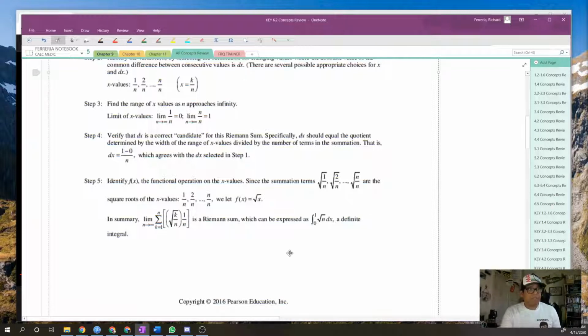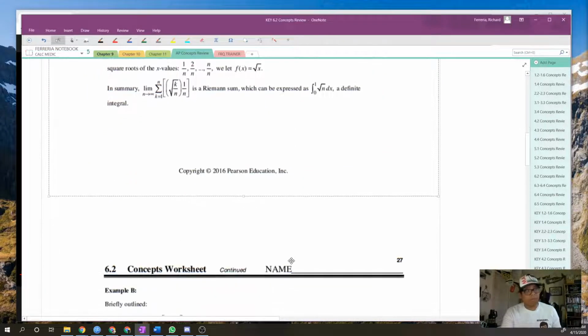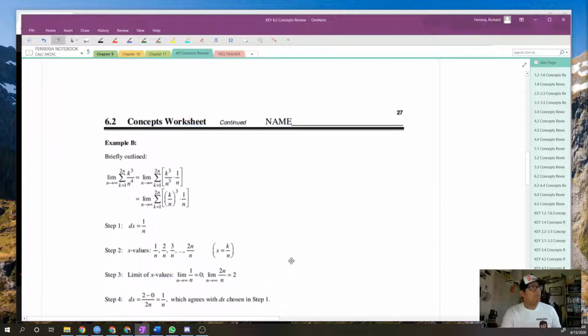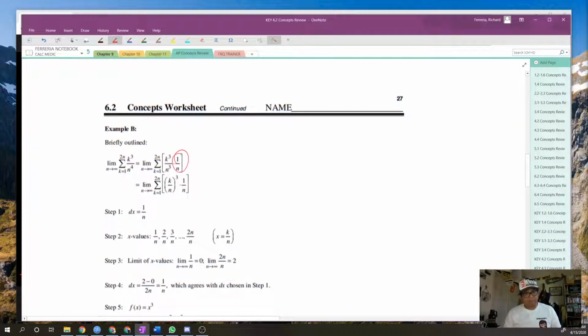Let's see how that works if you have a summation instead of a sum. So step 1, of course, you're going to figure out your dx, and this is nicely done so that you have 1 over n right there. Next, you're going to figure out what is going to be your value of x. And if you take a look at this, you get k over n cubed. So your x is k over n. You got 1, 2, 3. This one's going to 2n because if you look at the upper limit of the summation, you get a 2n up over there. So this is going to go all the way to 2n.